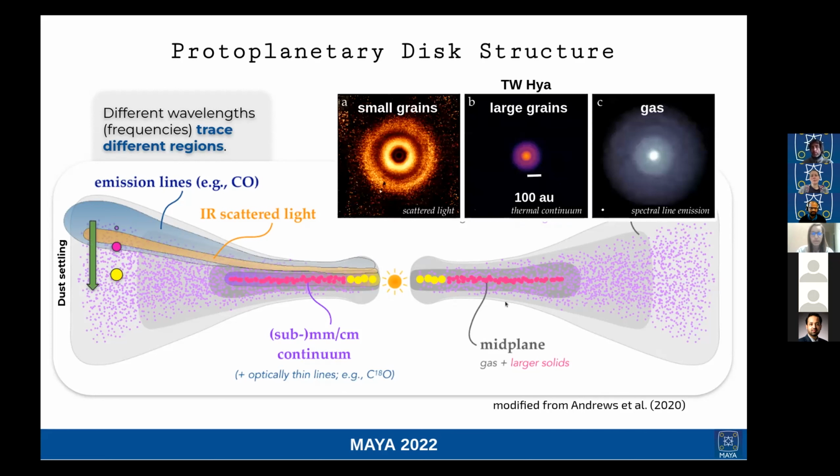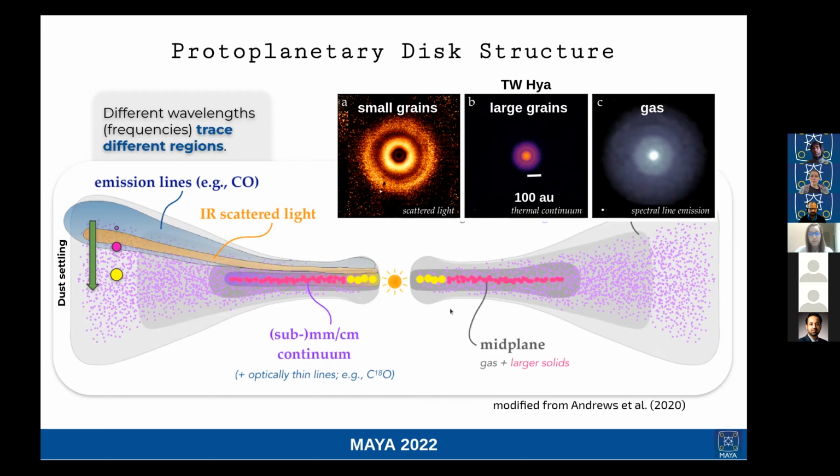So one very clear example of this is TW Hydra. You can see that if you observe it in scattered light, so small grains at the upper layers of the disk, you can see one morphology. And if you go and observe it with ALMA, for example, you will see that the morphology is very different. So in order to study protoplanetary disks, you need multi-wavelength observations in order to have the general picture of the system. And the gas normally is very extended in the protoplanetary disk.